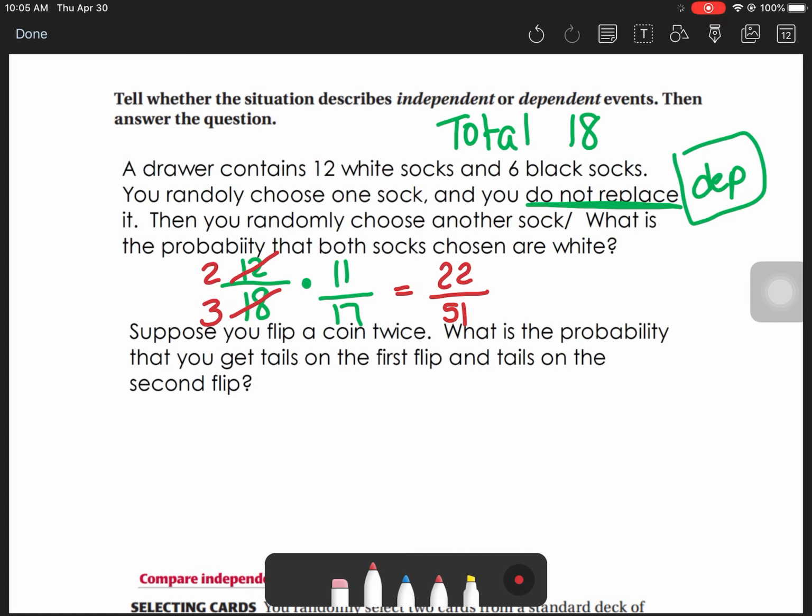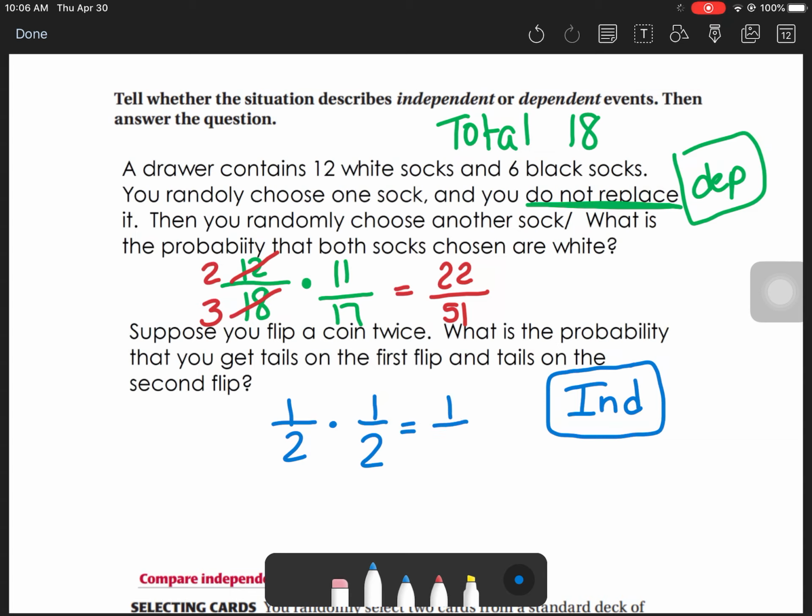Next, suppose you flip a coin twice. What's the probability that you get tails on the first flip and then tails on the second? Well, remember that flipping a coin is independent because the second flip doesn't matter what you got on the first. It's starting all over. So remember, the probability of getting tails is 1/2, and then if I'm going to do that again, it's again 1/2. So 1/2 times 1/2 would be 1/4, because remember, we're starting over each time.